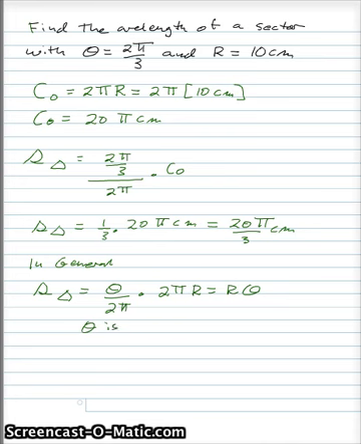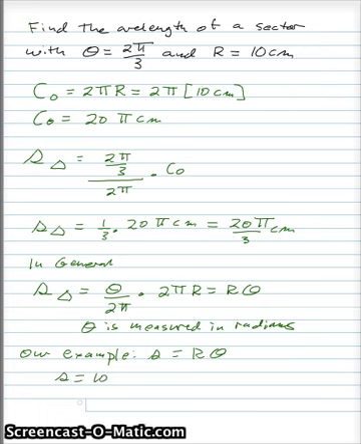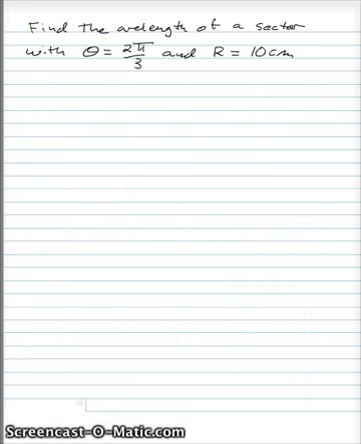But you need to know that theta is measured in radians. If we're going to use this technique, r theta, for the arc length of a sector, we must have it measured in radians. So we can just take a quick look at our example. Our r was 10 centimeters and our theta was 2 pi over 3. So if we make that substitution, 10 centimeters times 2 pi over 3, it's going to give us 20 pi over 3 centimeters, which exactly agrees with what we said earlier. Now, that is the arc length of a sector.